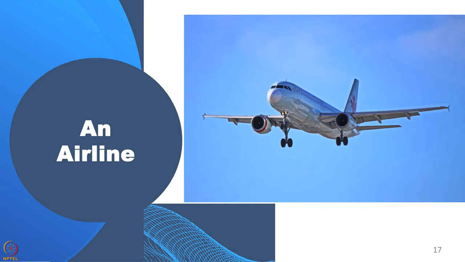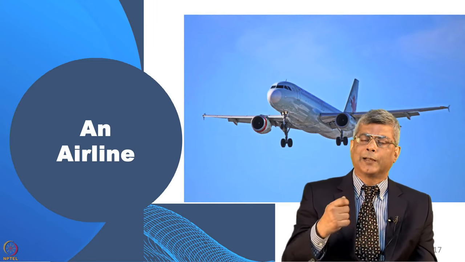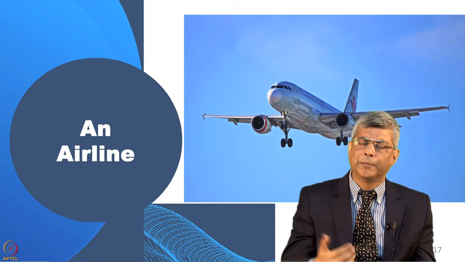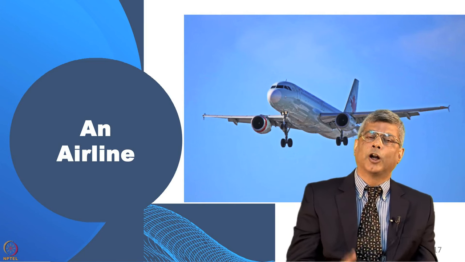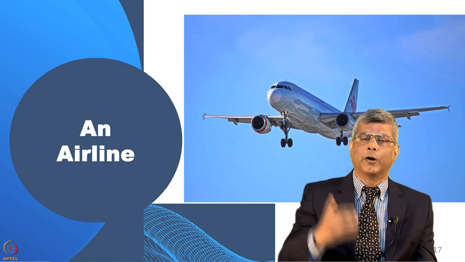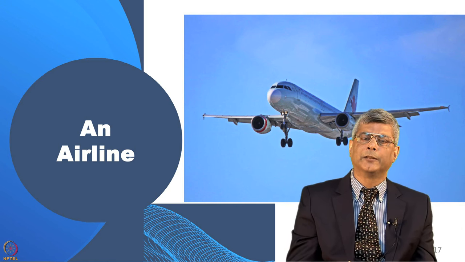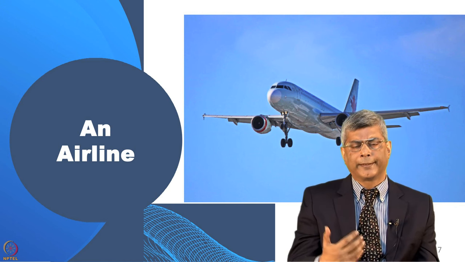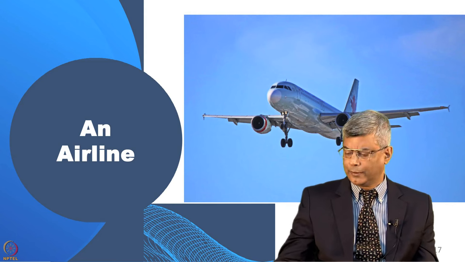You will be traveling in buses or trains or aeroplanes. And the company which is providing railway services, typically in India, there may be the Indian Railways, which is government owned, or a bus service, or an airline. It could be an Indian airline, like Air India or Indigo, or it could be a foreign airline, like British Airways, or American Airlines, or Singapore Airlines, or Emirates, or whatever. So these are providing transportation services.